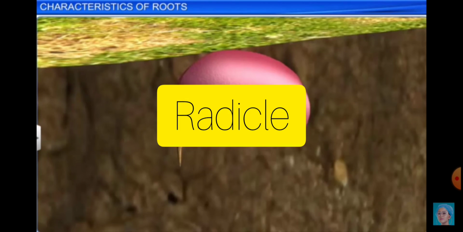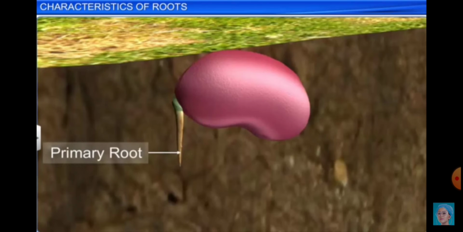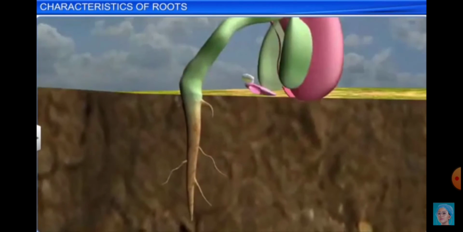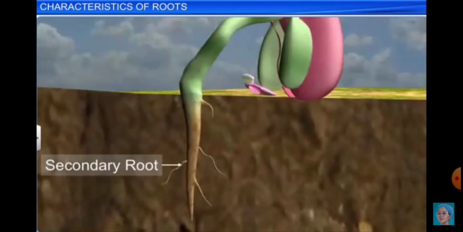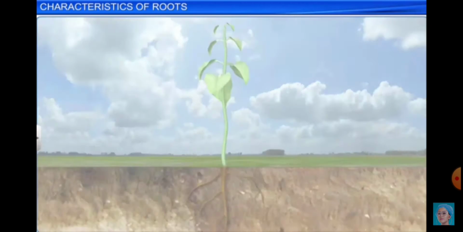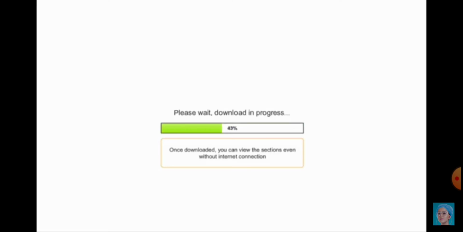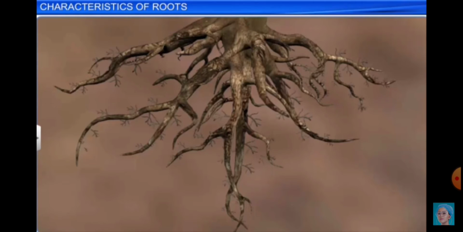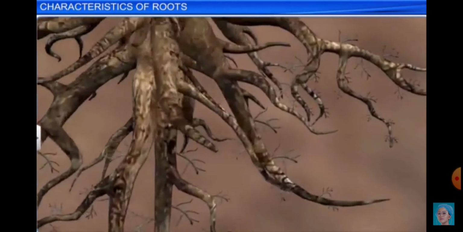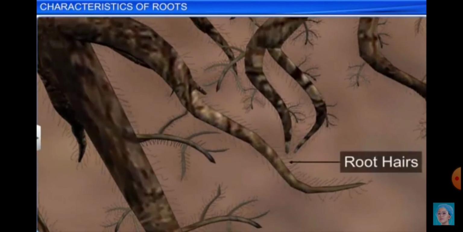The root derives from the radicle part of the seed. The first root is called the primary root. Then it will divide to form some fine hair-like structures which are known as the secondary roots. From the secondary roots, tertiary roots will develop, which will increase the surface area. The tertiary root will again divide into rootlets and ultimately it will divide into root hairs.